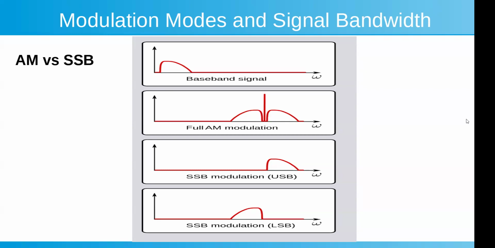So here's the chart I was referring to. At the top, we're showing what we call the baseband signal. That's whatever you're using to modulate it. In the case of your handy talkie, that would be your voice. That's in that 3-4 kilohertz band, because that's what the normal voice spectrum is.